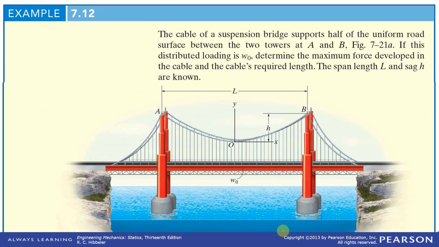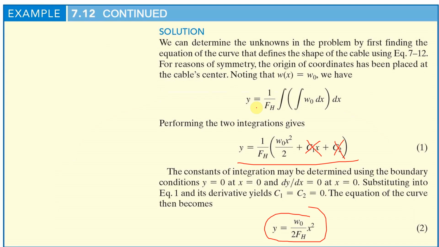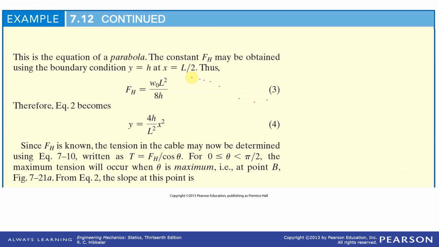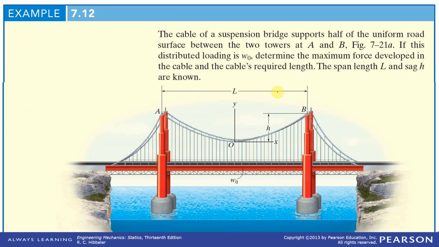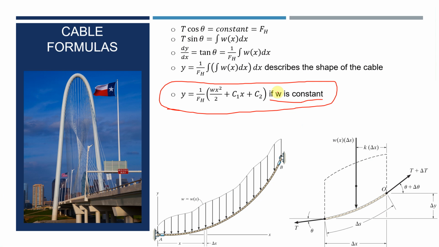Let's go back and just look at the picture again. When x equals L over 2, y equals h. So that allows us to get F sub H. And then we can do all these substitutions and we get our final answer. We want to know when the tension is maximized. So let's go back and find out when the tension is maximized.